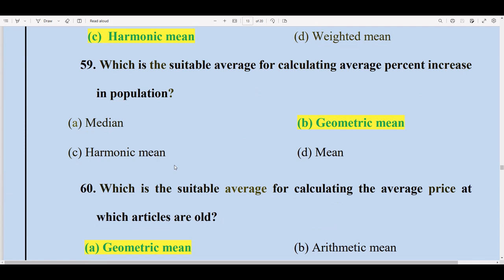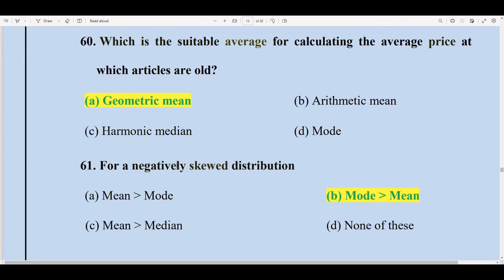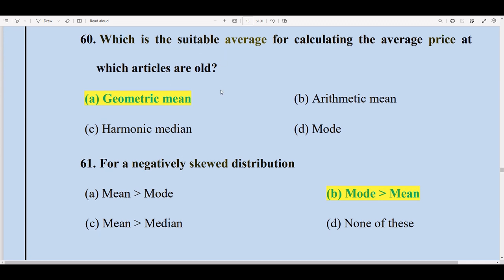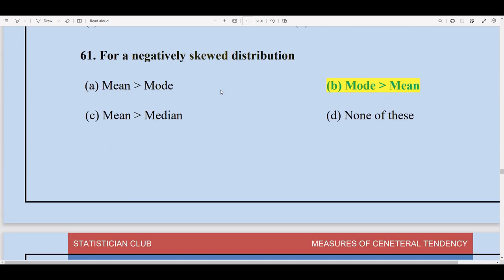The suitable average for calculating average percent increase in population is the geometric mean. The suitable average for calculating average price at which articles are sold is the geometric mean. Geometric mean is used for calculating average price. For a negatively skewed distribution, mode is greater than mean.